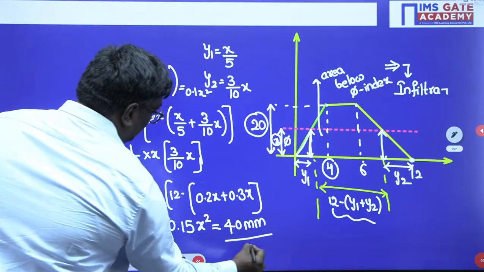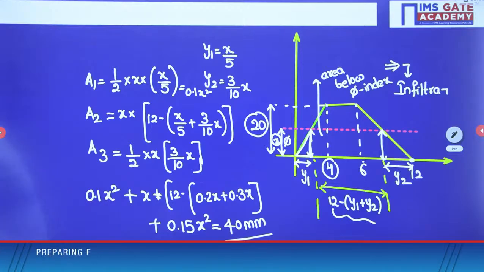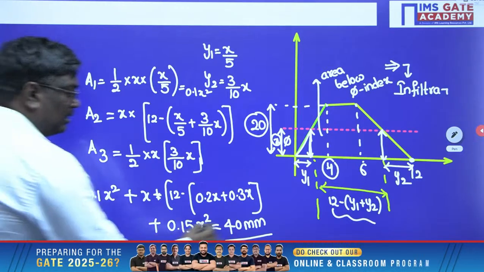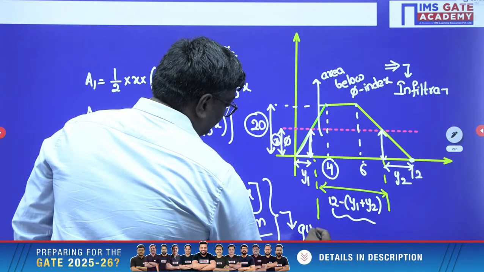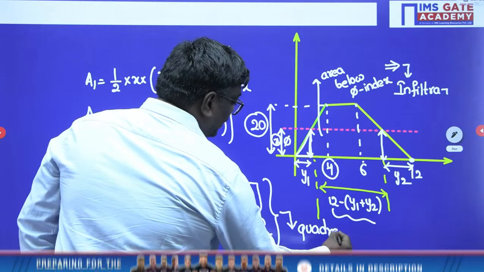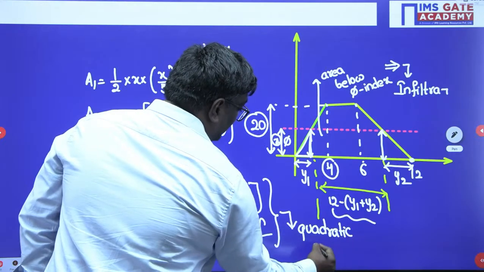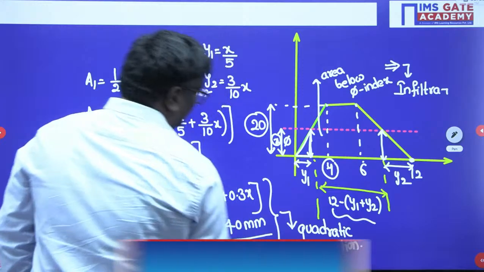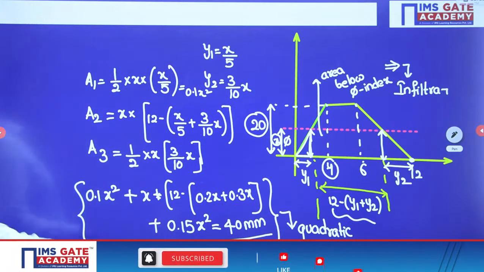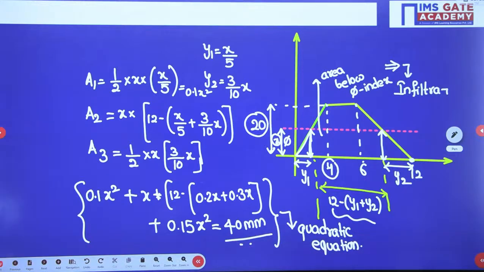Now see students, all these things form a quadratic equation. I hope you are following, students. This entire thing will form a quadratic equation. Once it forms a quadratic equation, you will get two roots for x. Can you tell me what is the answer you got? Can you please solve that? What are the x values you got?